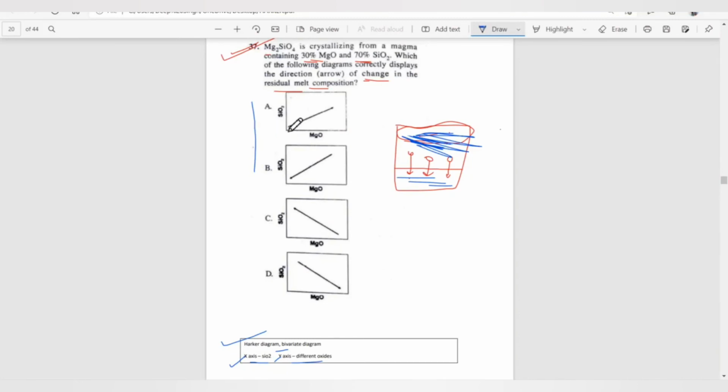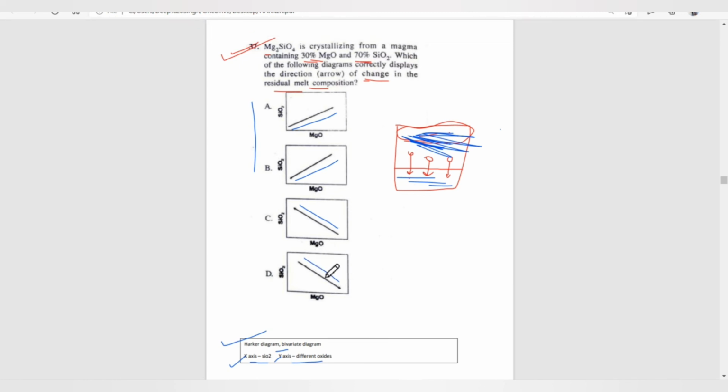Let's see the options now. First one, MgO concentration is increasing in the remaining melt. The next also shows MgO concentration increasing in the remaining melt. The next shows MgO concentration decreasing in the remaining melt. And the last one is also the same, MgO concentration is decreasing. So what we have seen is that iron-magnesium minerals, ferromagnesian minerals, will form first, so their concentration will be decreasing in the residual or remaining melt. Okay, so C will be the answer for this one.